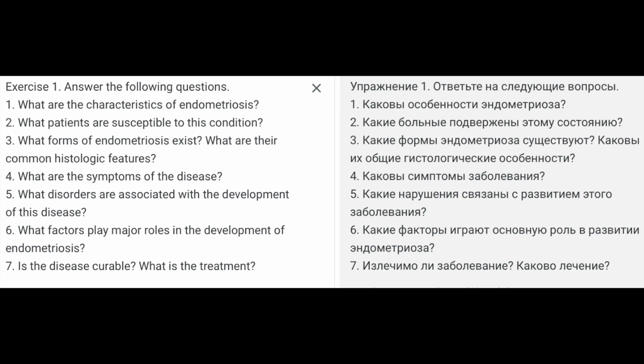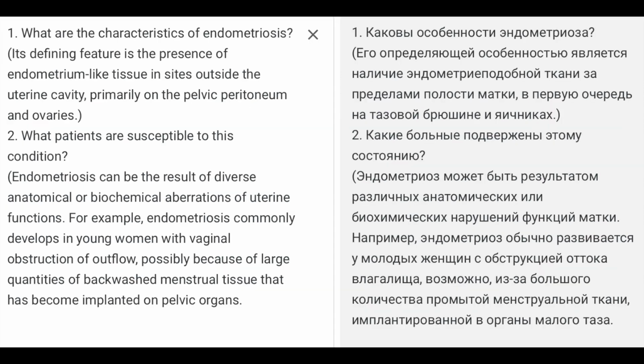Answer the following questions. 1. What are the characteristics of endometriosis? 2. What patients are susceptible to this condition? 3. What forms of endometriosis exist? What are their common histologic features? 4. What are the symptoms of the disease? 5. What disorders are associated with the development of this disease? 6. What factors play major roles in the development of endometriosis? 7. Is the disease curable? What is the treatment?